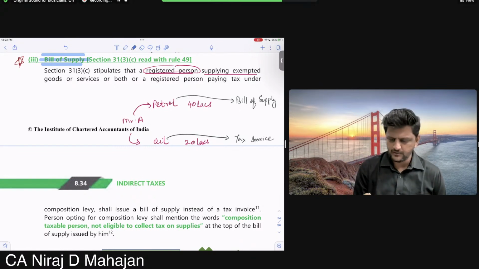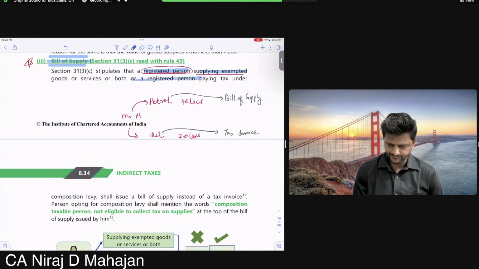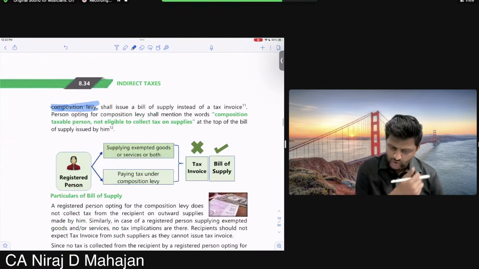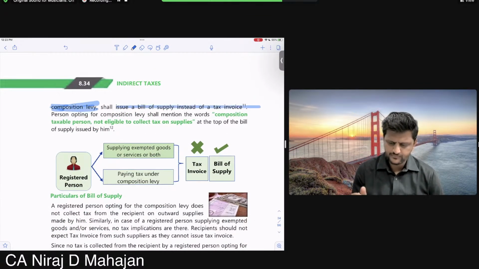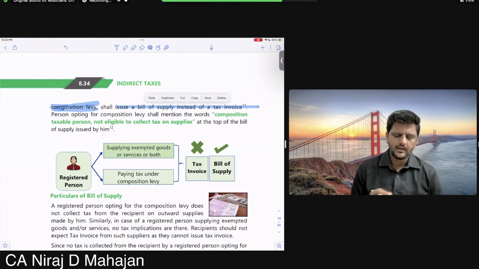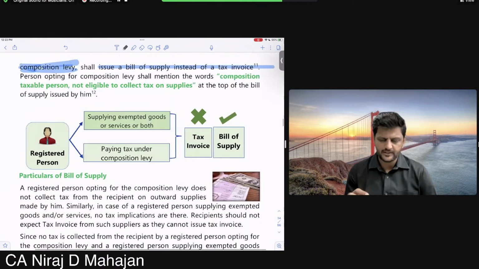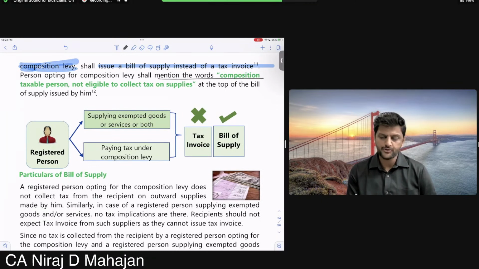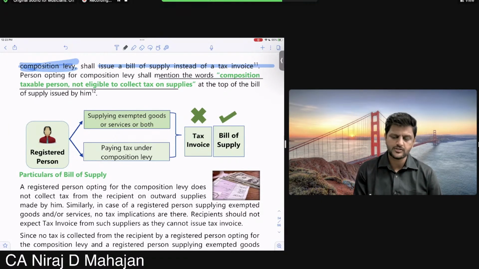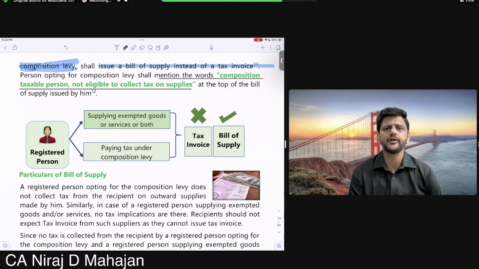So a registered person, बच्चों, supplying exempted goods or services both, or a registered person paying tax under composition scheme. Composition scheme, बच्चों, like I said, it is like your presumptive taxation. So he cannot charge output tax. Okay. They'll have to issue, बच्चों, bill of supply instead of tax invoice. Clear? And if he's a composition dealer, that we will understand later on. He'll have to mention compulsorily: composition taxable person not eligible to collect tax on supplies on the top of the bill issued by him. Okay. Composition dealer, again I'm repeating, we have to cover that later on.